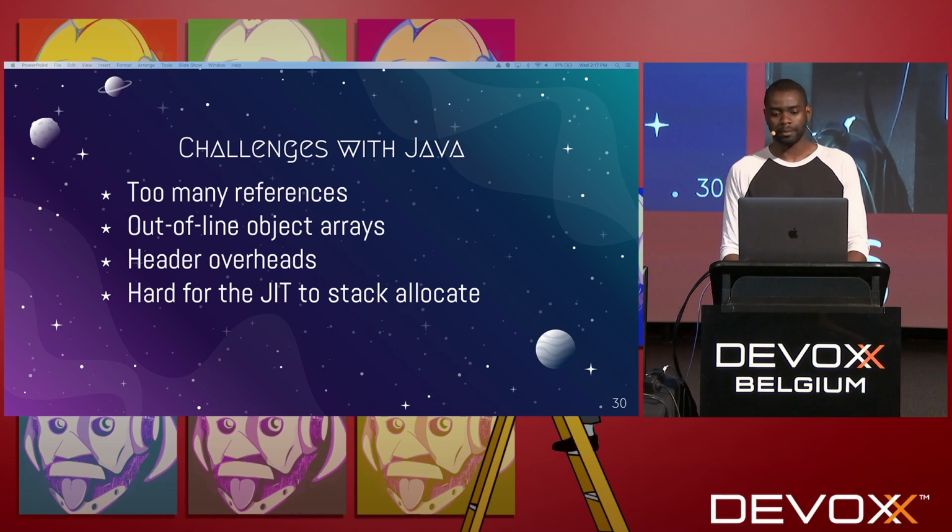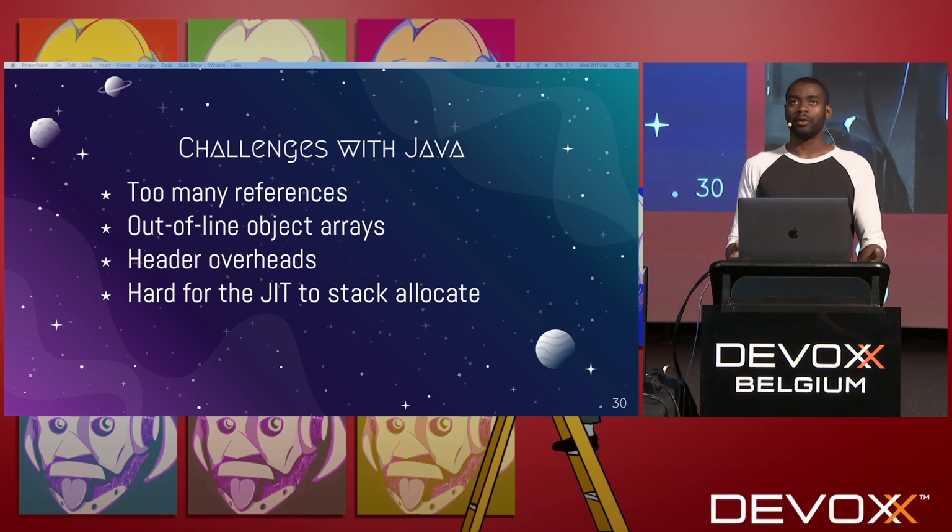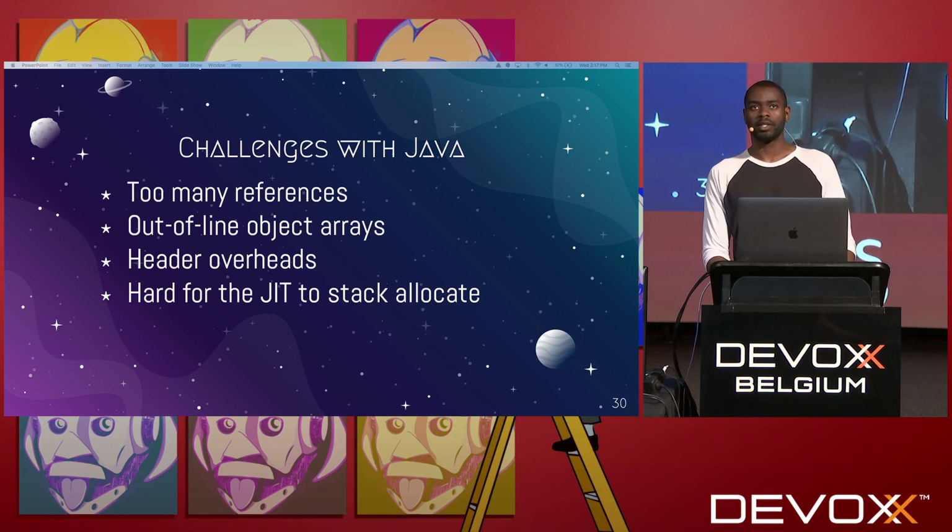So here's a recap of the challenges with Java today. There are too many references. References are everywhere. There's a lot of pointer chasing involved, and it increases the likelihood of cache misses. Out-of-line object arrays are really inefficient. It's a very inefficient layout. It also causes cache misses, and it doesn't allow you to benefit from hardware optimizations like prefetching. And due to references being everywhere, there's a lot of overhead associated with headers. And due to identity, it's hard for compilers to stack allocate.